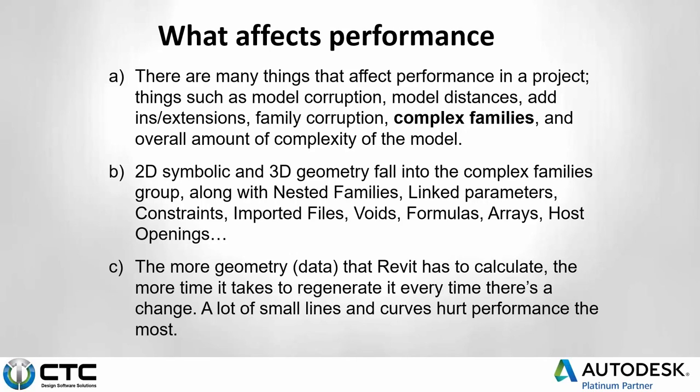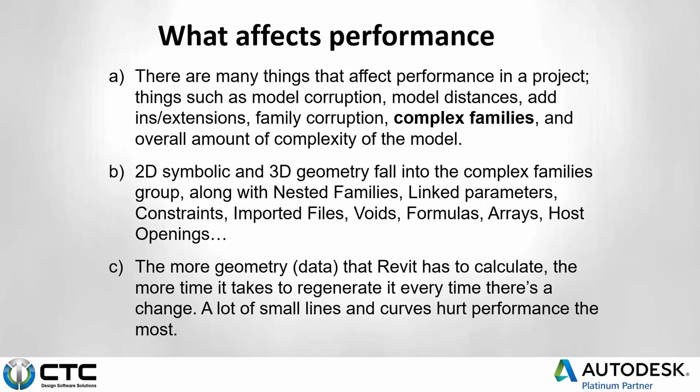2D symbolic and 3D geometry fall into this group, along with the nested families, linked parameters, constraints, imported files, voids, formulas, arrays, host openings. All these things together make Revit think more and therefore take longer to generate the geometry. So basically, the more geometry or data that Revit has to calculate, the more time it takes to regenerate it every time there's a change in the project.